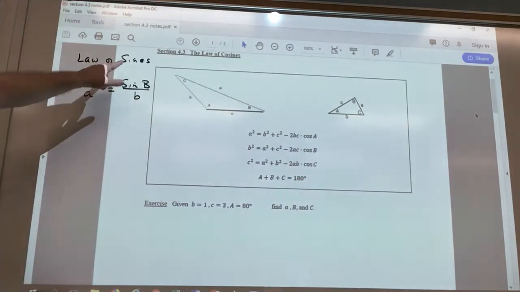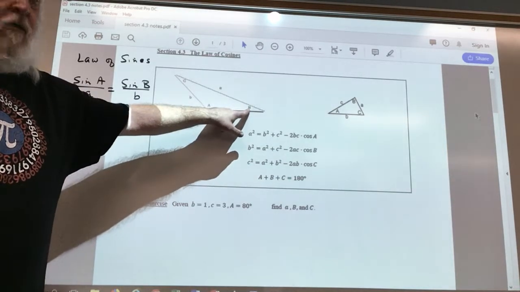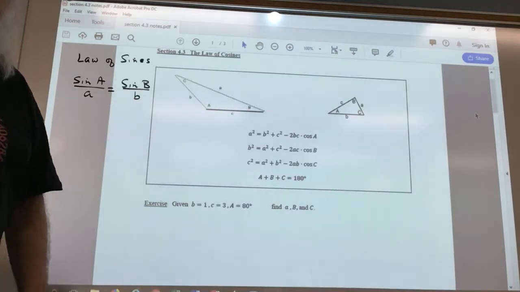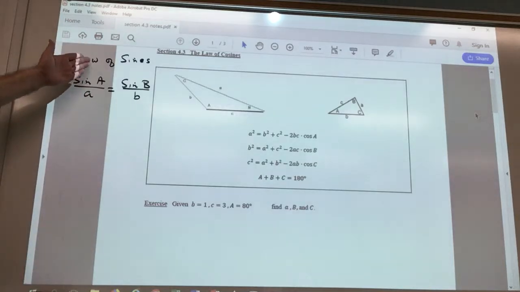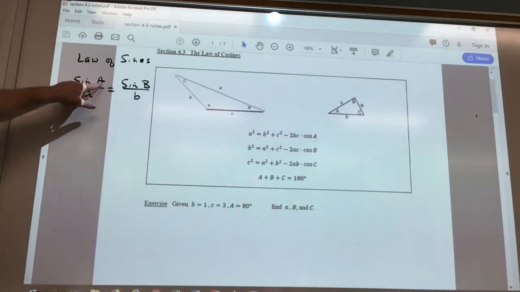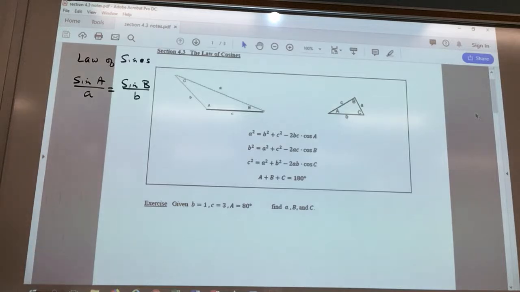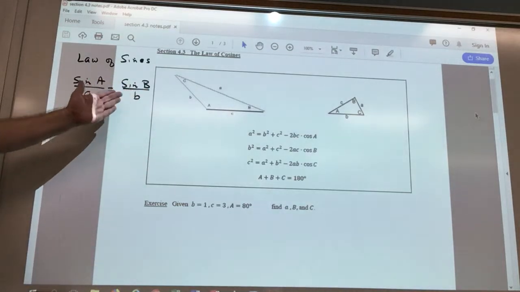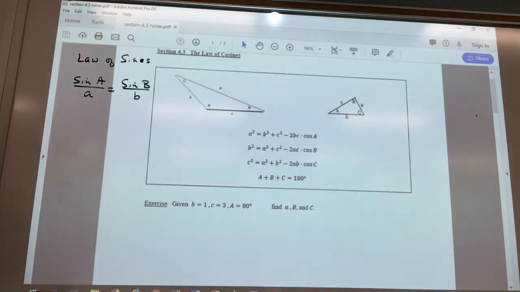The law of sines relates two angles in the oblique triangle and their corresponding two sides via the sine function. So here's an example of a relationship involving the law of sines. It says the sine of angle A divided by side A is equal to sine of angle B divided by side B. Okay? So the law of sines relates two angles and their corresponding sides via the sine function.